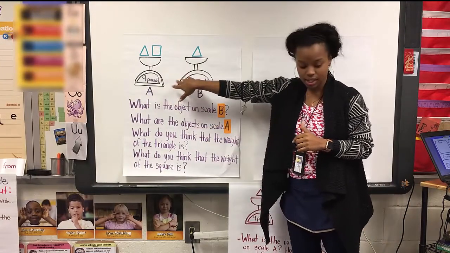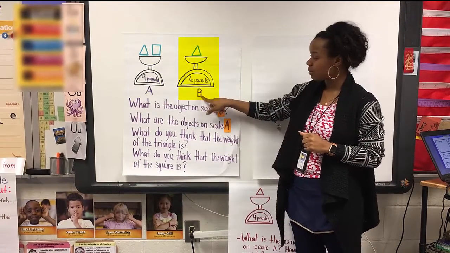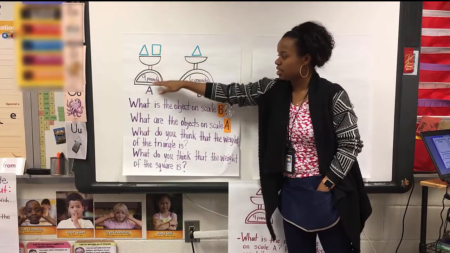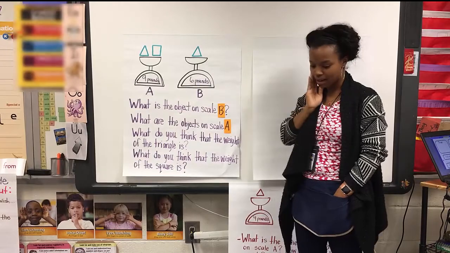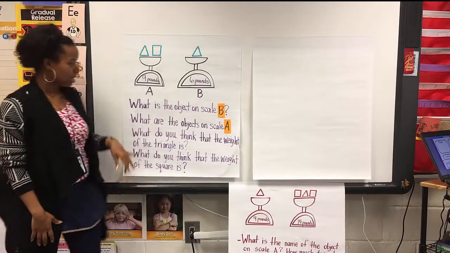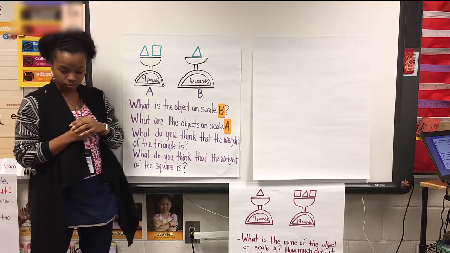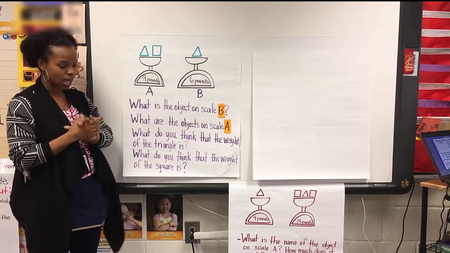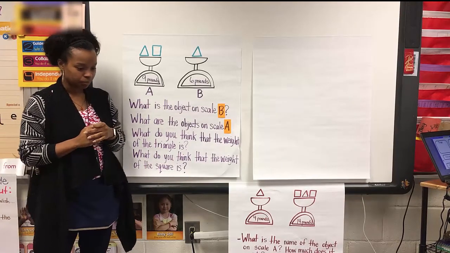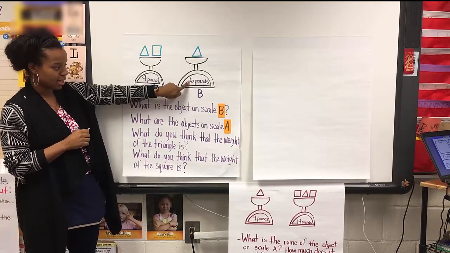What you have are 2 scales. Scale A weighs how much? 9 pounds. Very good. Scale B weighs how much? 6 pounds. Okay, so now look at the shapes that are on top of each of the scales. And I want you to think about how much each one would weigh. So looking at this first question, it says, what is the object on scale B? What's the object on scale B? Triangle. A triangle. How much does the triangle weigh? 6 pounds. How do you know it weighs 6 pounds? Because we see it in the middle. Very good. So we see that the triangle weighs 6 pounds.